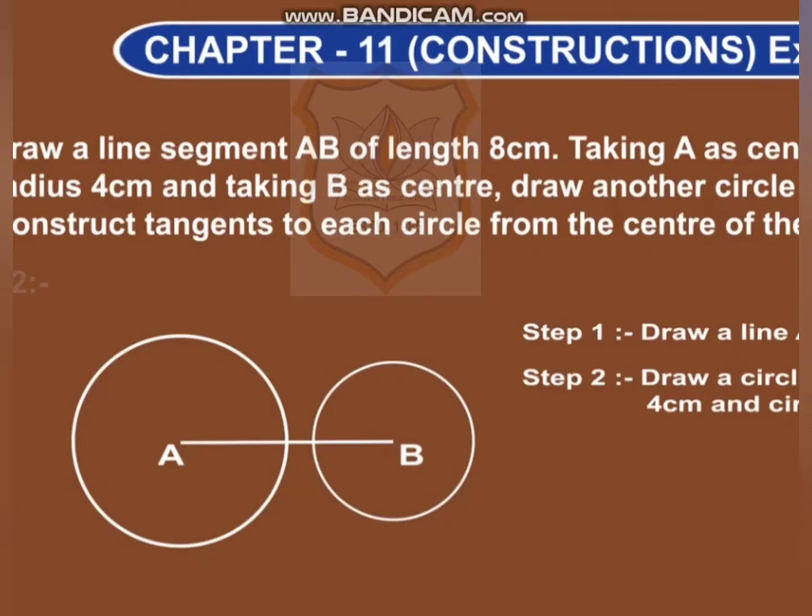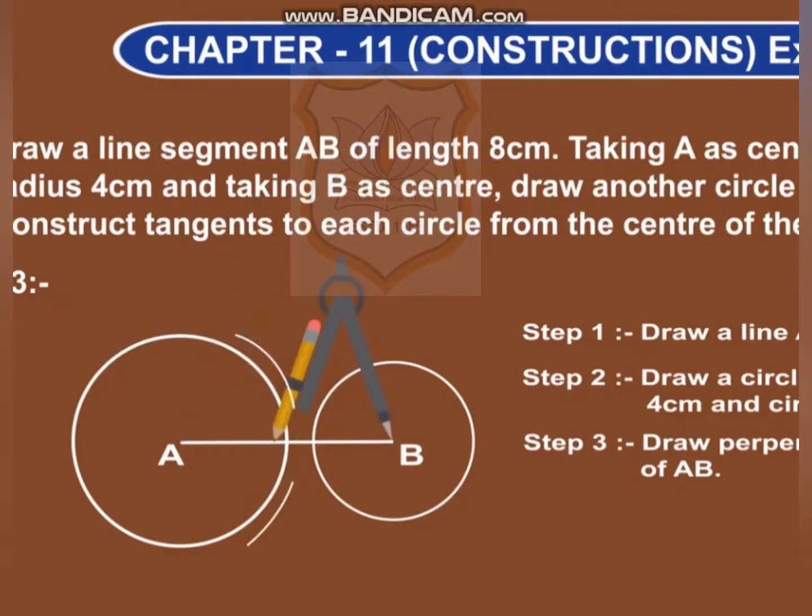And in the next step we have to draw a perpendicular bisector of AB. Means we have to take a radius more than half, and we have to mark two arcs. Here I am taking a radius more than half.